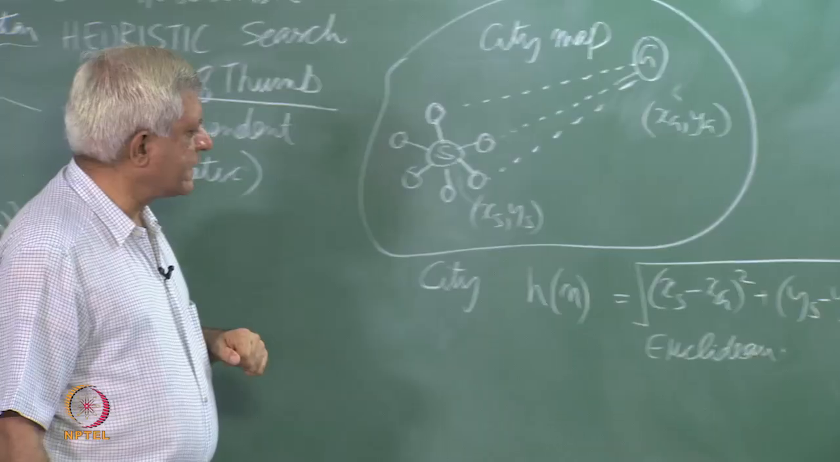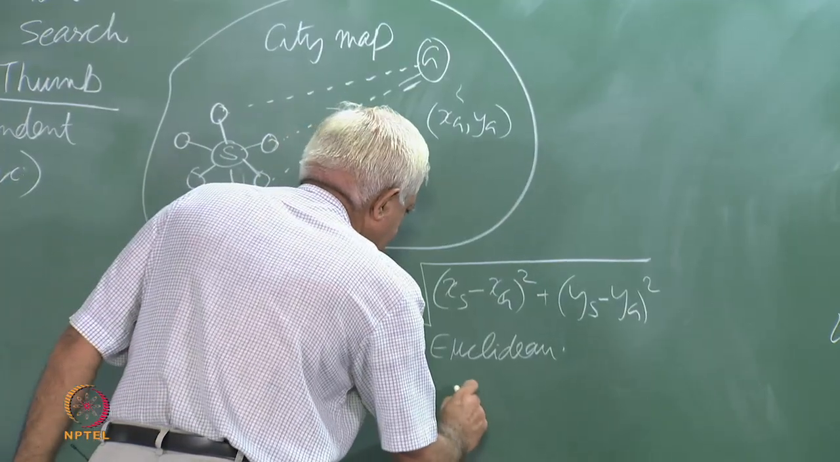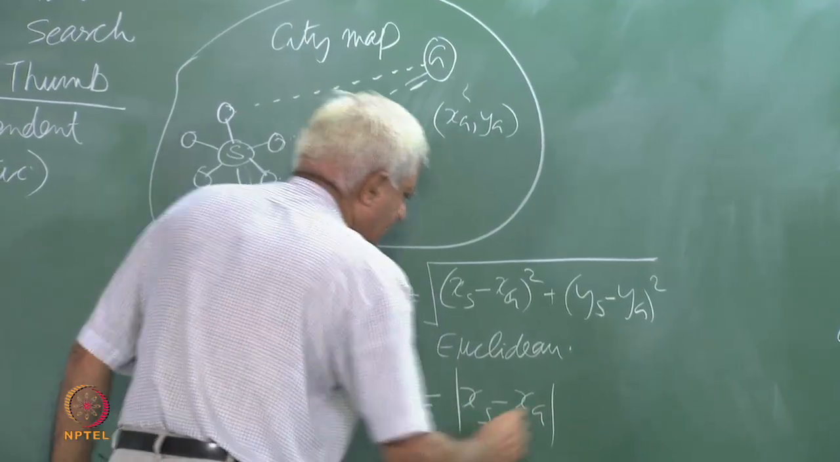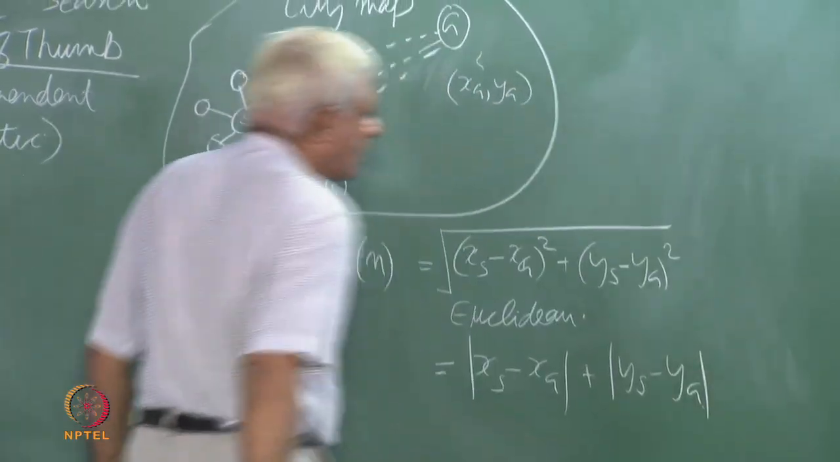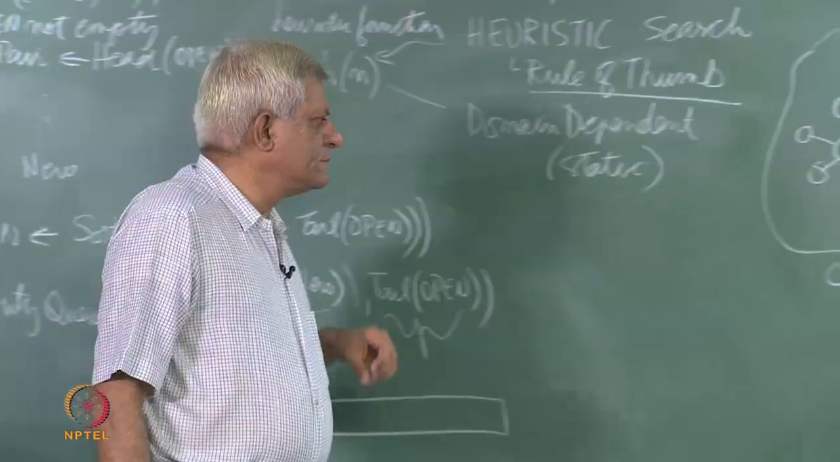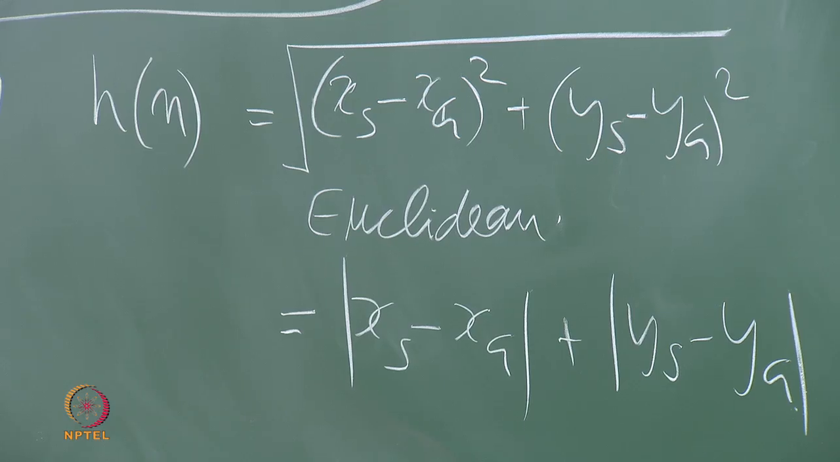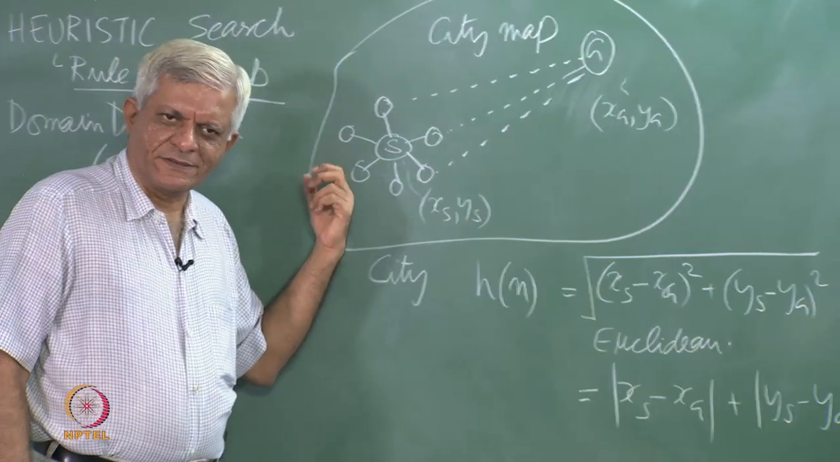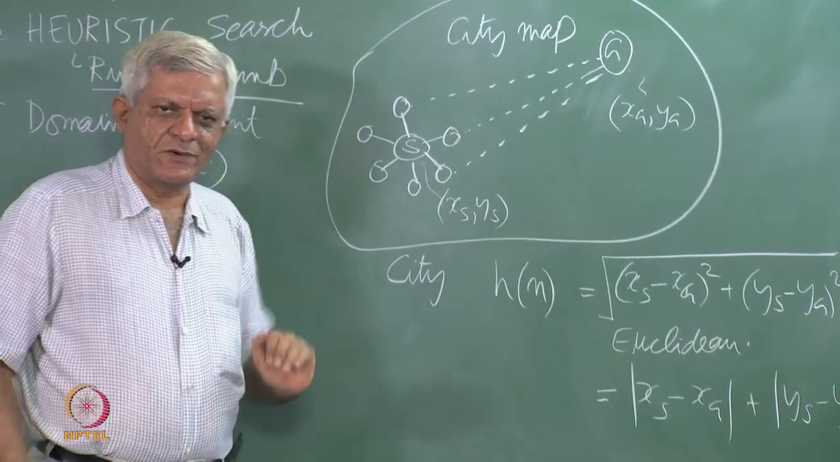What are the other functions that one can talk about? So, another function that we use sometimes is simply this, xs minus xg. So, what is this doing? Instead of measuring, so the Euclidean distance is telling you the distance, as we say, as the crow flies. This is telling you a difference between the x coordinates and a difference between the y coordinates.